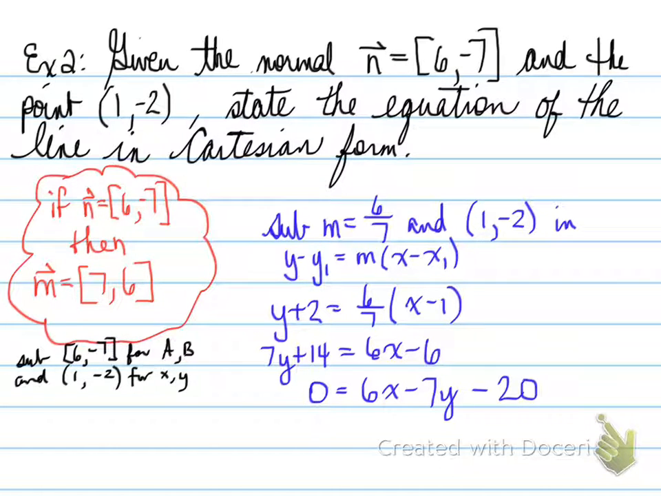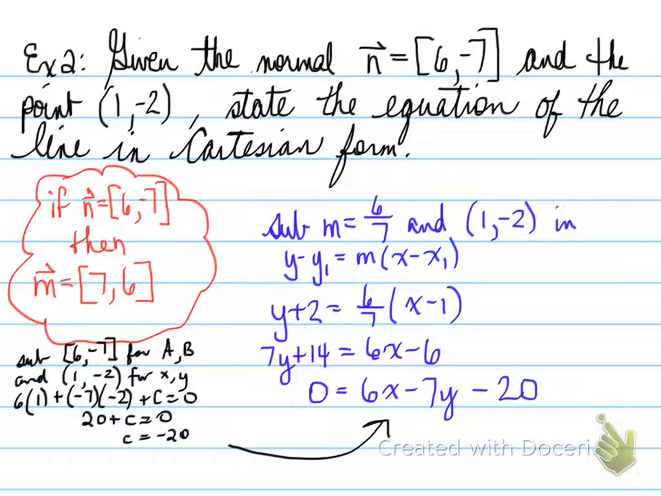So A would have been 6, x would have been 1, plus b, which is negative 7, times y, which is negative 2, plus c equals 0. And that would have given us 6 plus 14, which is 20, plus c equals 0. That means c is equal to negative 20. And so our final equation would have been exactly the same as over here. Our A is 6, our B is -7, and our C is going to be -20.